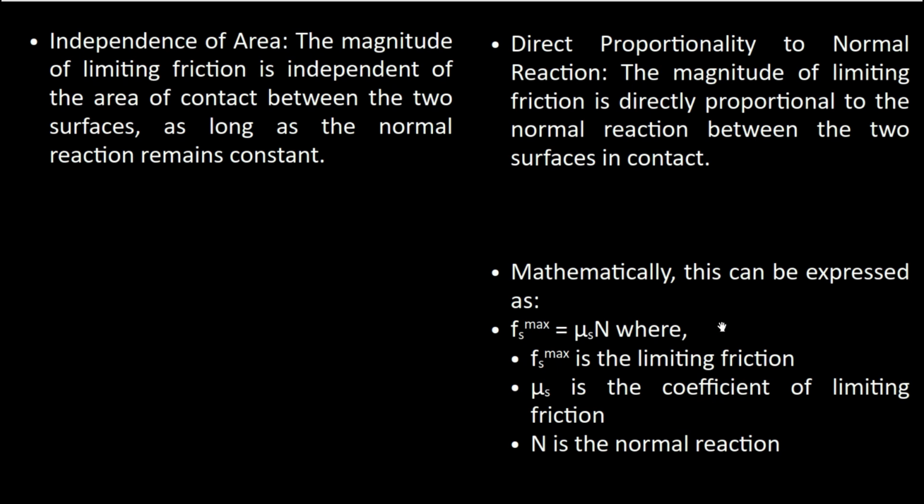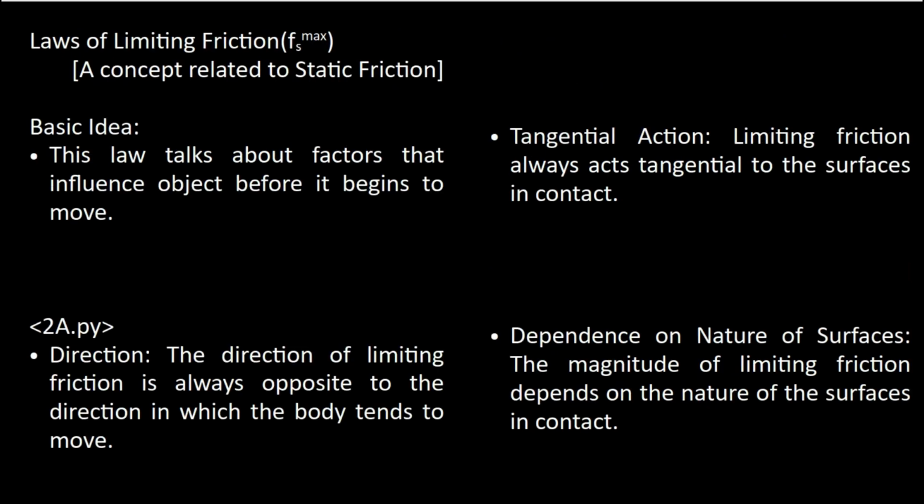Mathematically, what we have here is f_s max, the maximum static friction, equal to mu_s times N, where N is the normal reaction. Mu_s is the coefficient of limiting friction, and f_s max is the limiting friction. So this is a relation. Once you use it, you'll get familiar with all of this. Those are all the laws related to limiting friction.